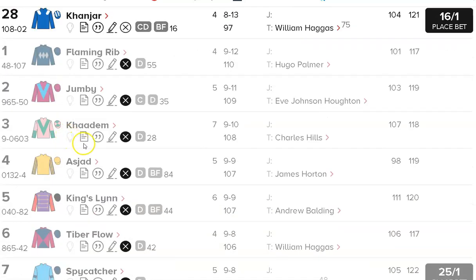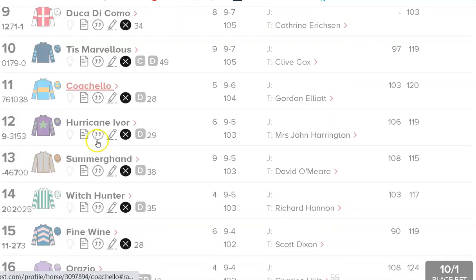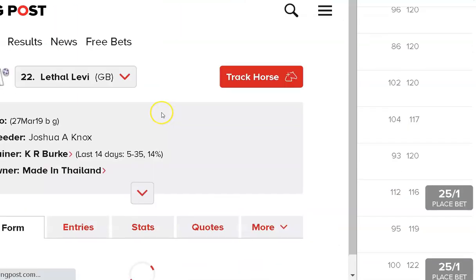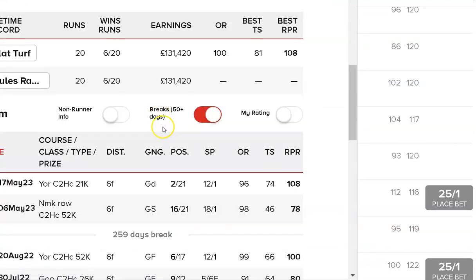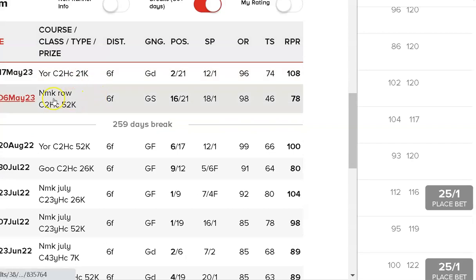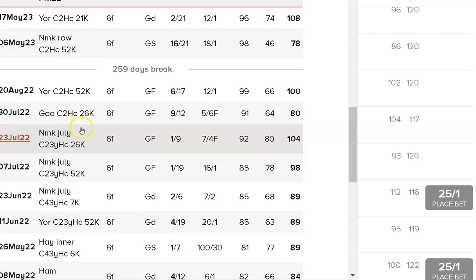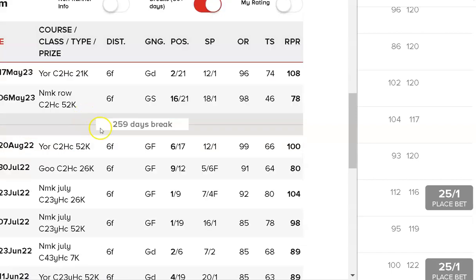I mean, the form with Azure Blue and Lethal Levi, if you look at Lethal Levi, who was 2 lengths in front of him, you know, he's had 20 starts. And even after 20 starts, he was able to run really, really well and only just get beat in a valuable Class 2. And he's £12 worse off with Kanjar.